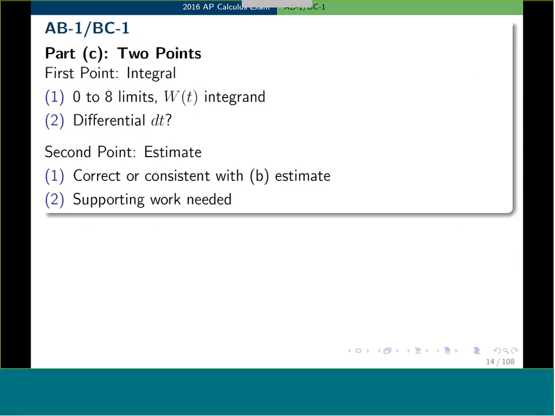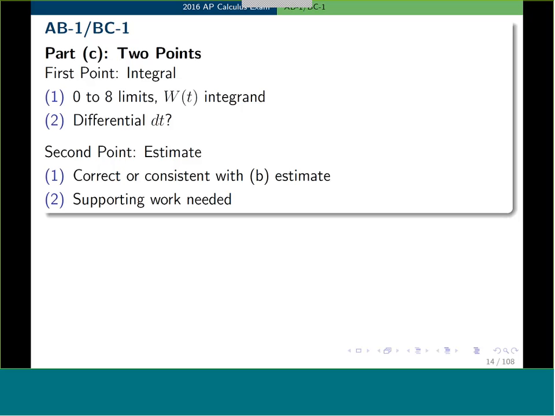Okay, in Part C, this was worth 2 points. The first point is for the integral, and I should have highlighted that. It is the integral. We need to see those limits 0 and 8. We need to see W of t as the integrand. We should certainly encourage your students, remember, to use that name for that function W. And I put differential dt in there with a question mark.